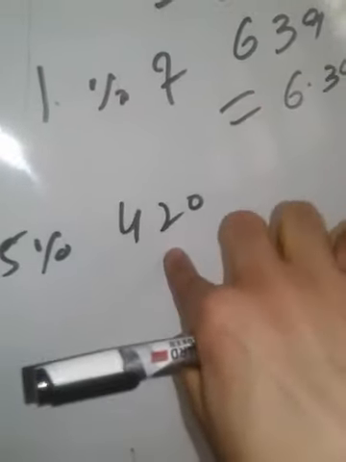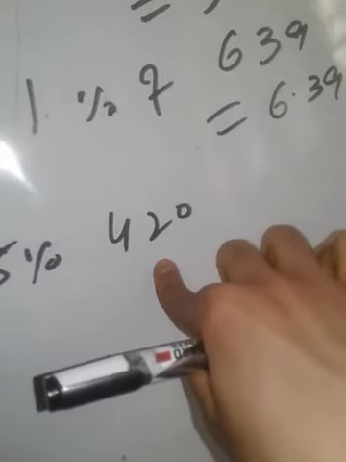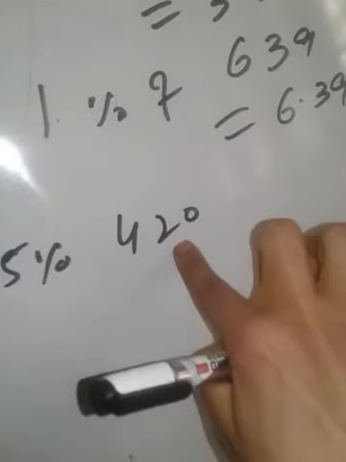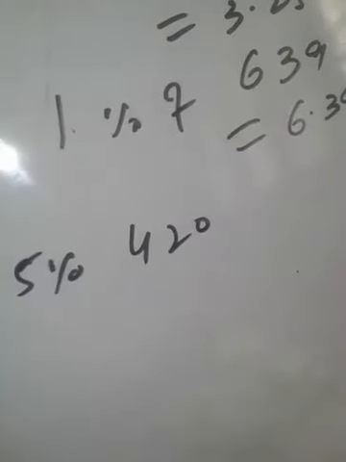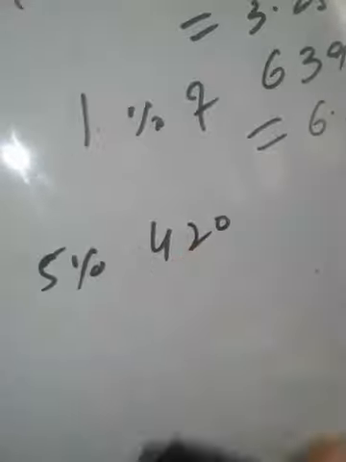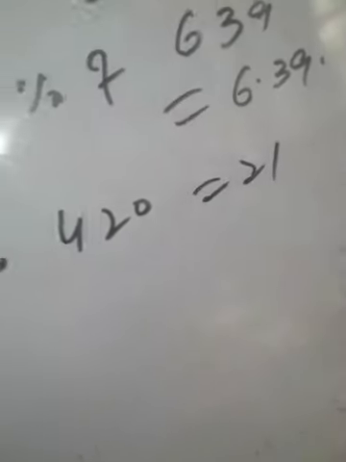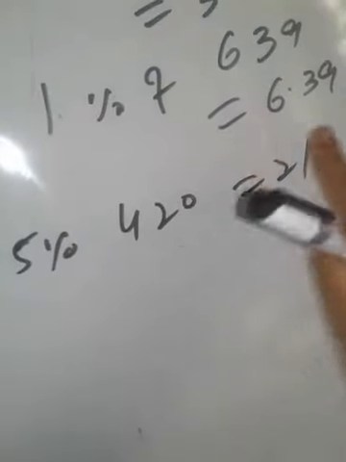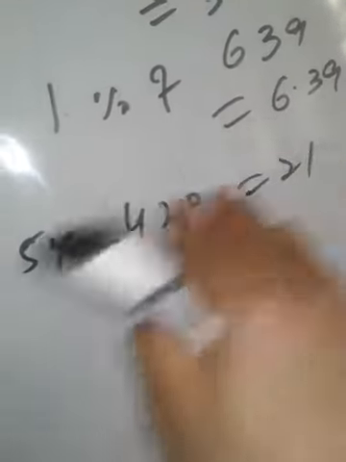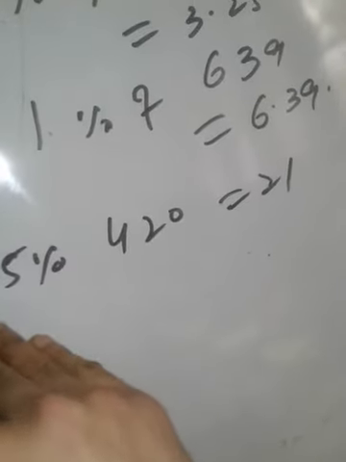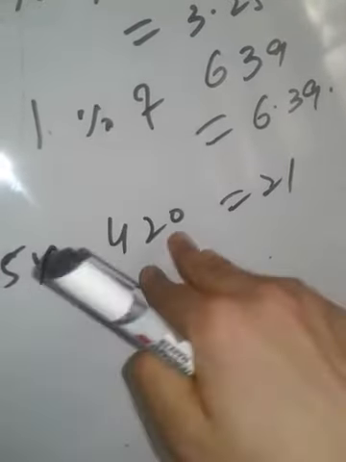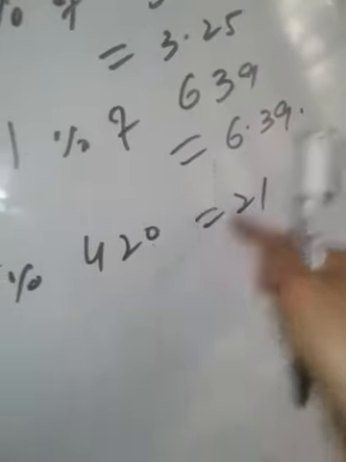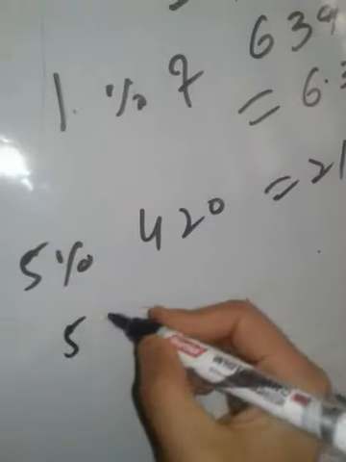If 10% is 42, what will be the 5%? No need to use pen and paper. It is half of 42, which is 21. I think here you need not use your pen and paper. Just looking at the question, the answer comes to your mind. It is 21.